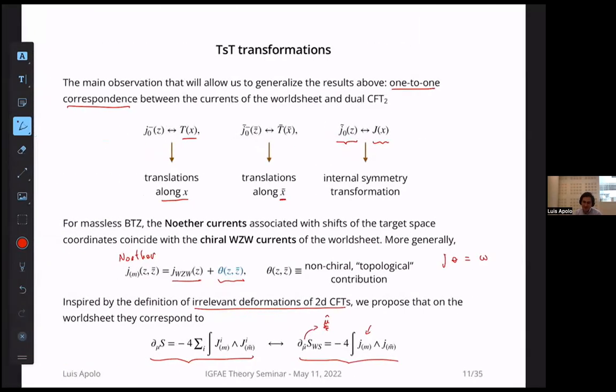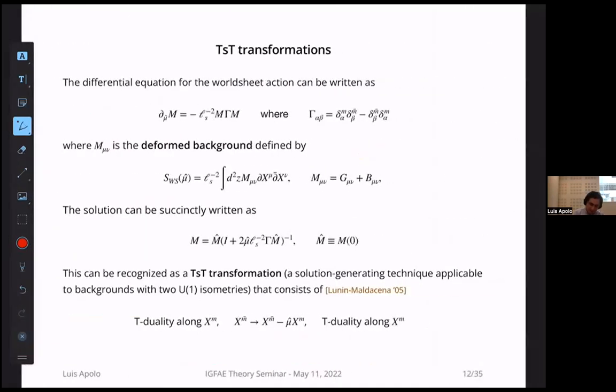Now, we can write this differential equation in a simple way by introducing the following variables. So we write the deformed worldsheet action in this way, where this background field M is the sum of the metric and the B field. And then the differential equation can be written in this way, where this gamma is an antisymmetric matrix, and this gamma is here basically because of the wedge that we have in the definition of the deformation. So this wedge here introduces an antisymmetrization that's captured by this gamma matrix.